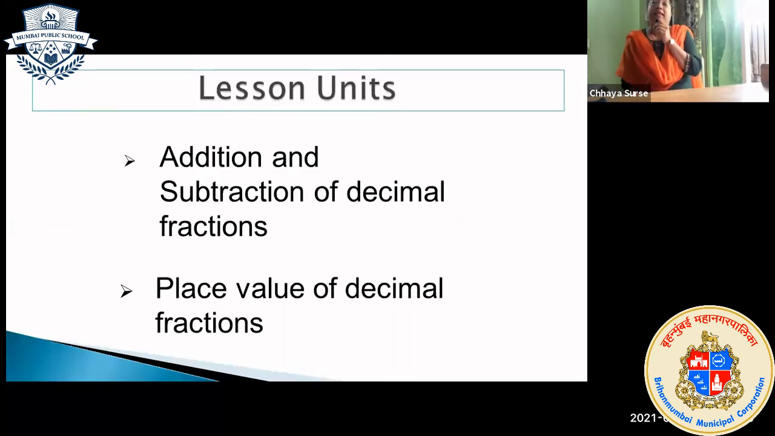Clear? And then next, we will learn about the place value of decimal fractions. Numbers have different numbers of digits, 6 digit, 4 digit, 5 digit, and the digits have places. So we will learn about the place value of decimal fractions.